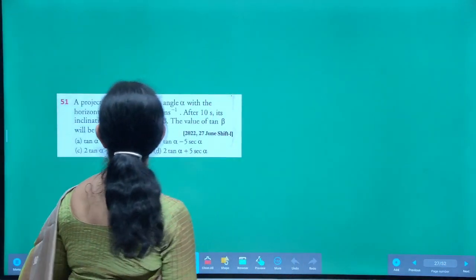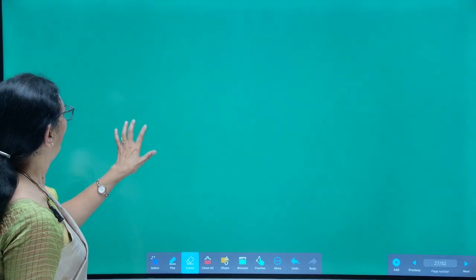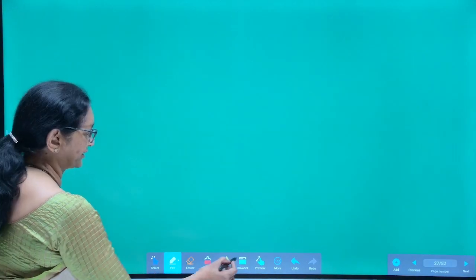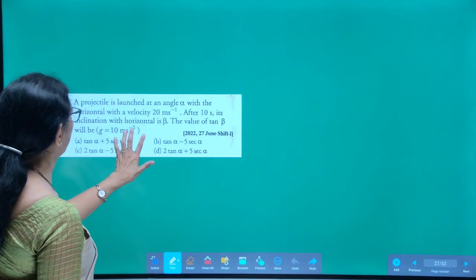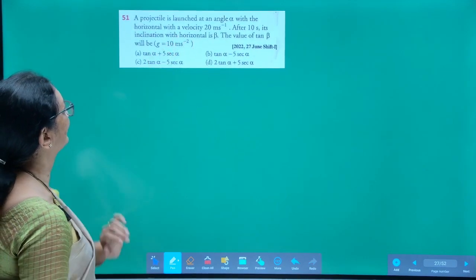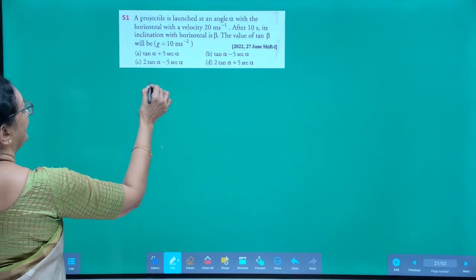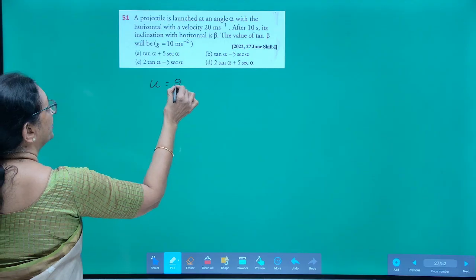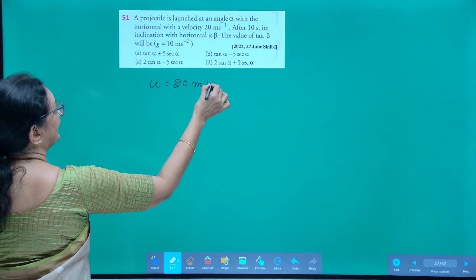Let us move on to the next problem. A projectile is launched at an angle with the horizontal with a velocity 20 meter per second.